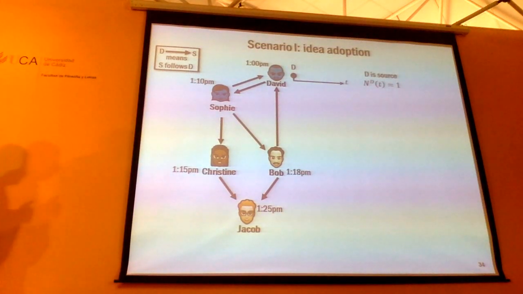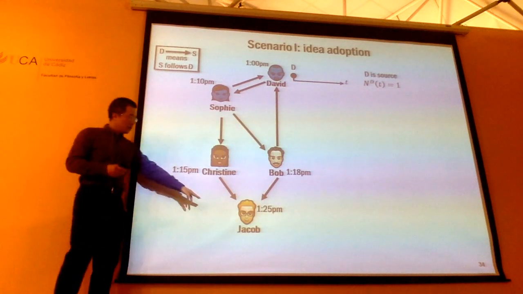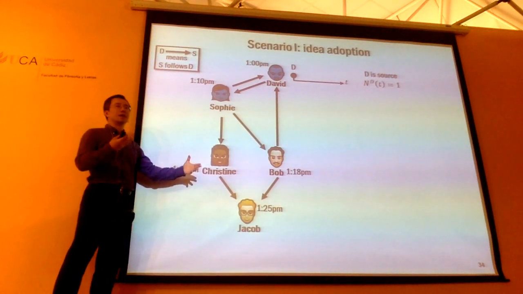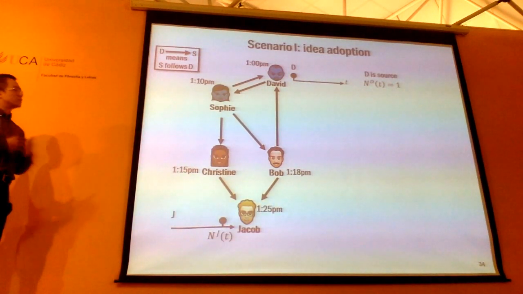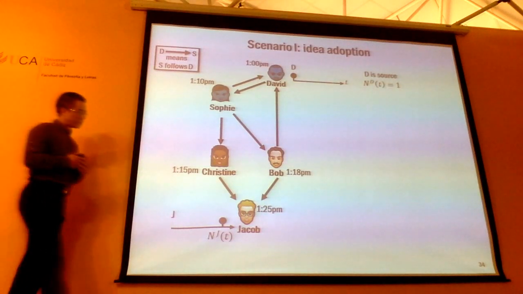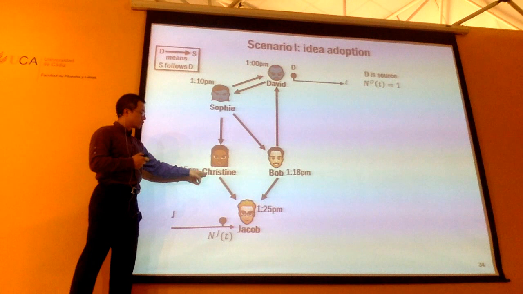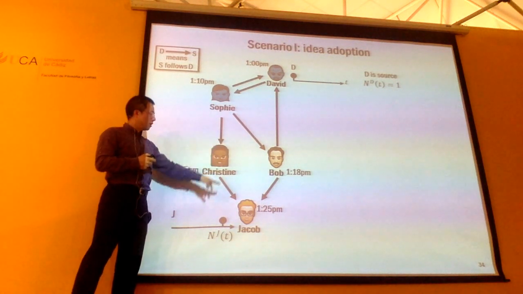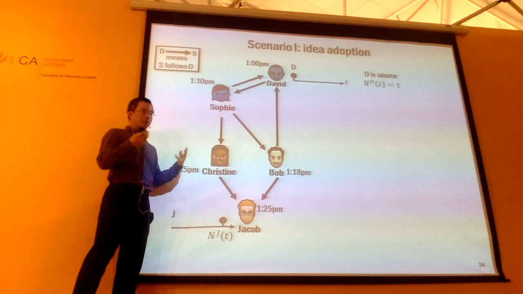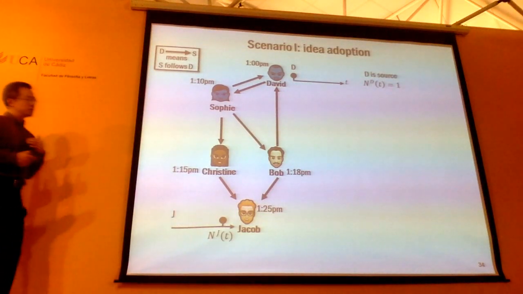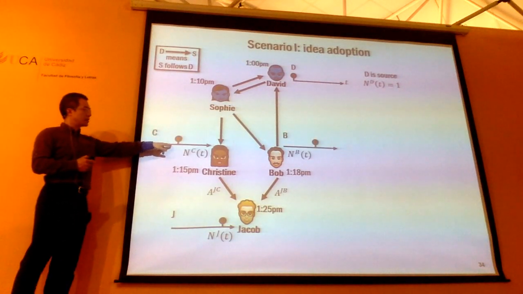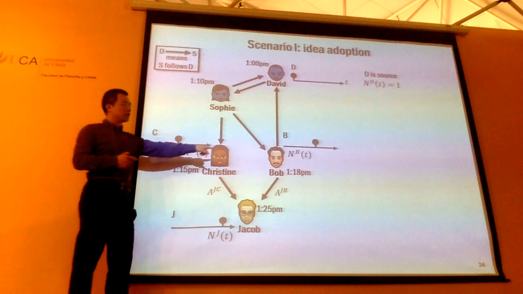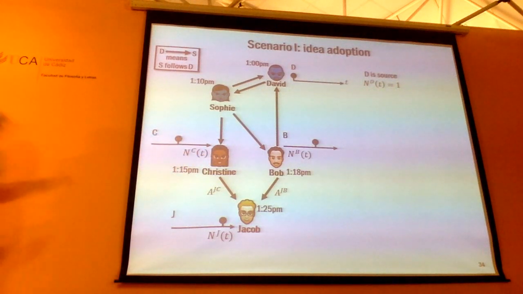And then suppose I want to describe the process of Jacob adopting the particular idea, right? So for instance, I can also describe it by a counting process. Whether Jacob is going to adopt the product depends on whether Christine and Bob, who are the parents of Jacob in the social network, have already adopted the product or not. In order to describe whether Christine and Bob have already adopted the product or not, essentially you need to assign a counting process for Christine and Bob as well.